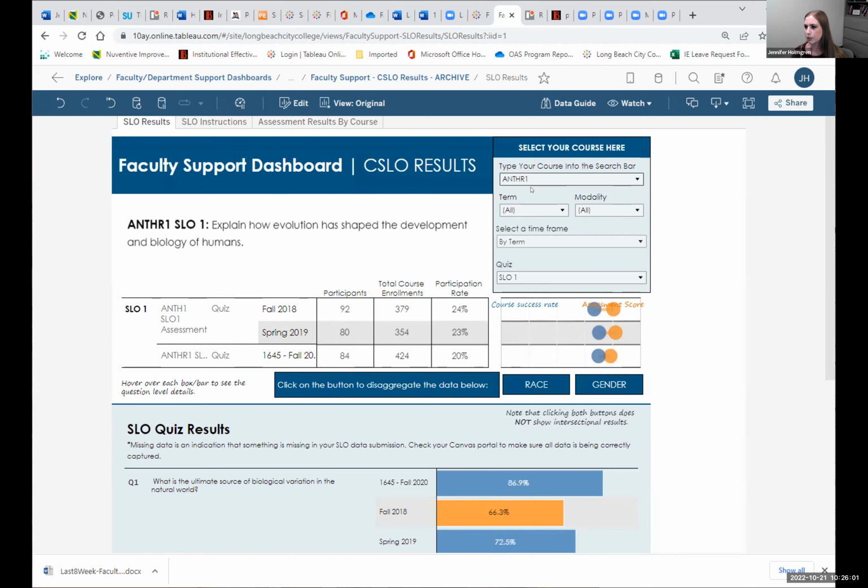And here we're looking at Anthropology 1. We're actually updating the dashboard right now because we're going to be analyzing the data this fall. And so there'll be more terms in here, but faculty can look at specific terms of data or all of the terms together, as well as our modality filter, in person or online. Moving forward, we'll have asynchronous versus synchronous as well.